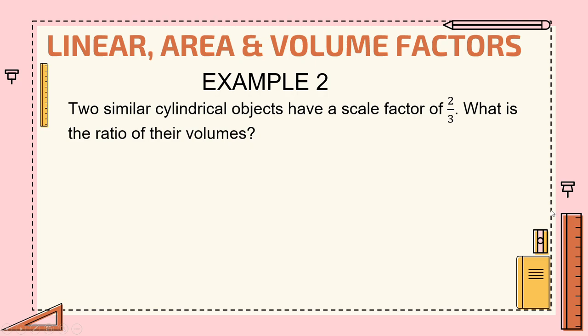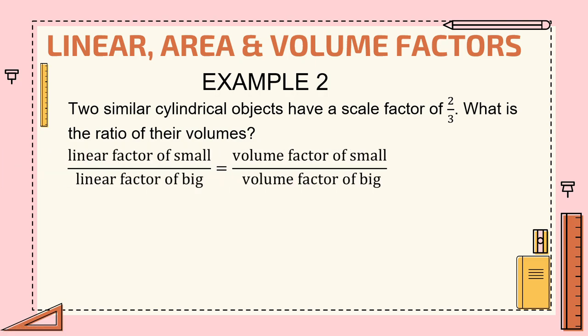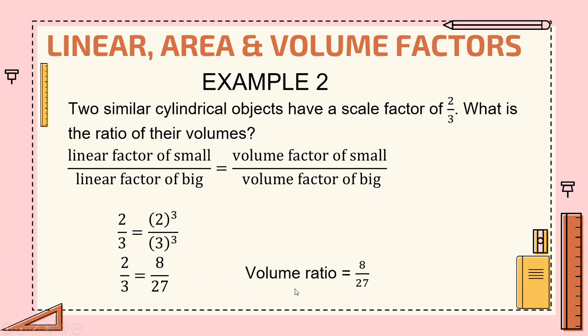I will say the scale factor is 2/3, and they say we should find the ratio of their volumes. Of course, you know the formula now: linear factor and then volume factor. For you to move a linear factor to a volume factor, you have to cube. That's why you see we are cubing the linear factor. If you cube 2, you get 8. If you cube 3, we get 27. This is it, and the volume ratio for the cylindrical shapes is 8:27.